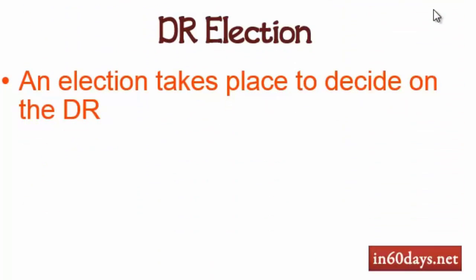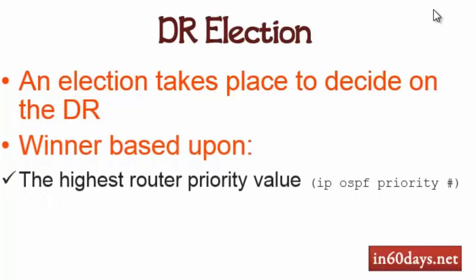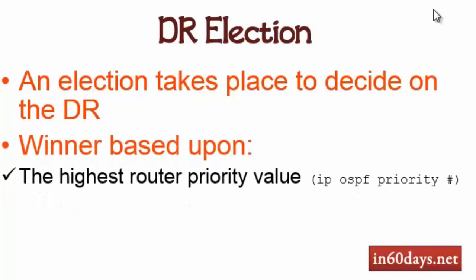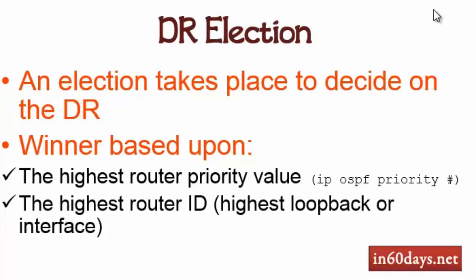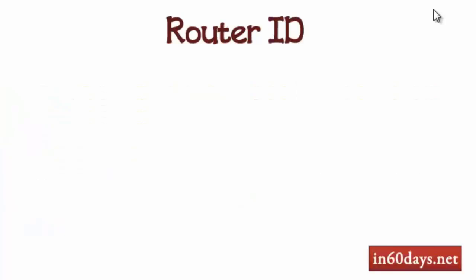So if you have a group of OSPF routers, an election will take place between these routers to decide which one is the designated router. The winner is based upon the following: the highest router priority value. So if you configure ip ospf priority and whatever the highest number is, say 100, then that will win if the other routers have a lower priority. Or it's the highest router ID, which is the highest loopback address. If there's no loopback present, it'll be the highest interface IP on the router.